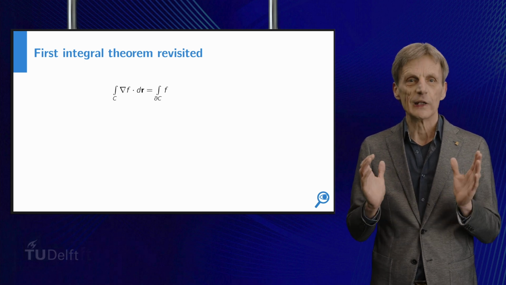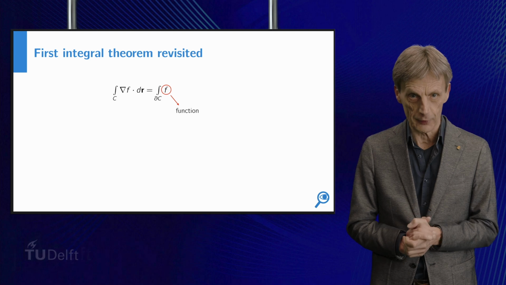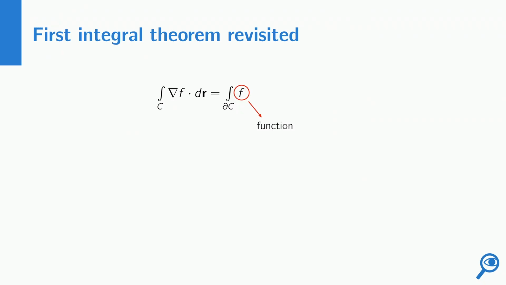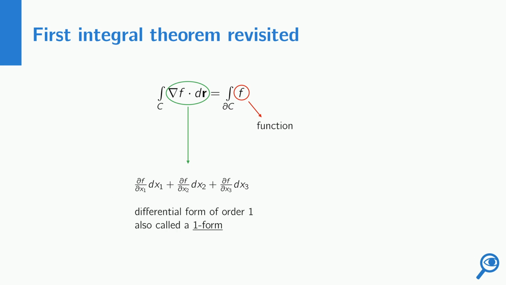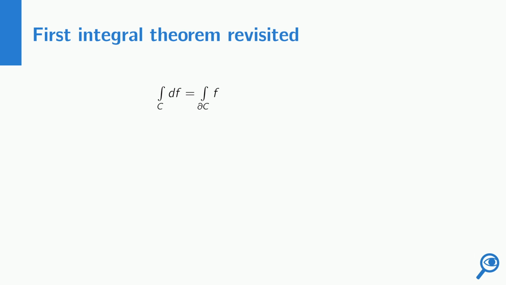On the right-hand side, we have a function under the integration symbol. On the left, we have the expression shown here, which is a differential form of order 1, also called a 1-form. In the language of differential forms, the function on the right is called a 0-form. Note that the 0-form does not contain a differential at all. It's just a function. Now, the 1-form on the left is actually equal to the differential of the 0-form on the right. So the first integral theorem can be written in the succinct form shown here.